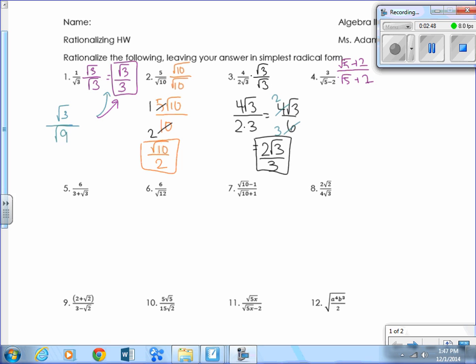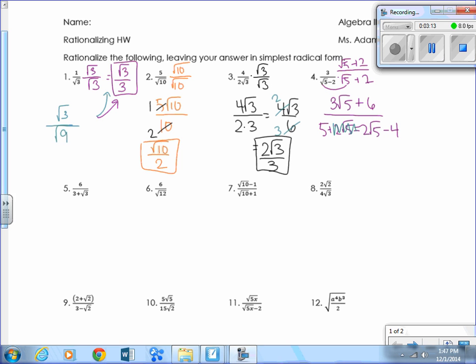When you distribute the top, you should get 3 times the square root of 5 plus 6. And then in the bottom, the square root of 5 times the square root of 5, that's the square root of 25, but that's just 5. And then I do the outer, so I'm going to get plus 2 times the square root of 5, minus 2 times the square root of 5, minus 4.